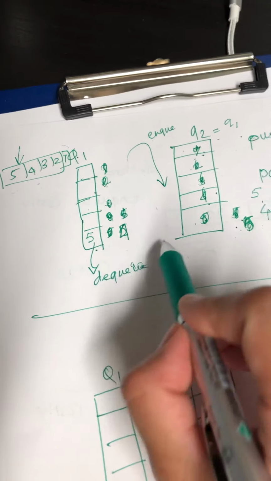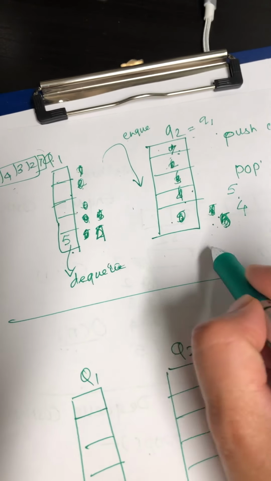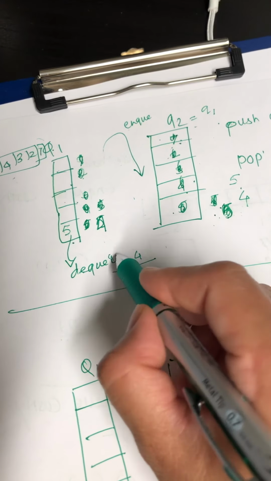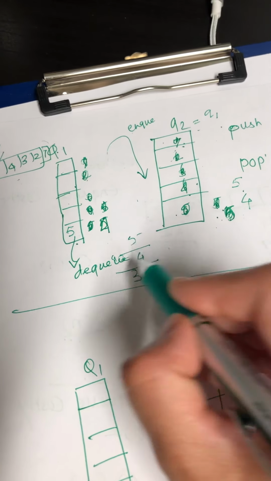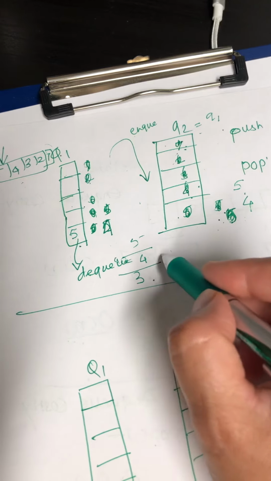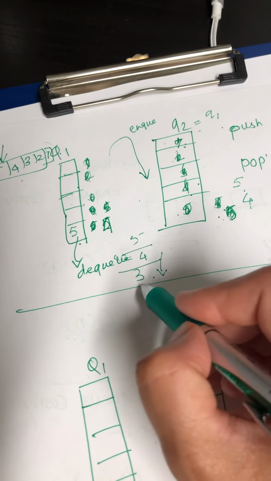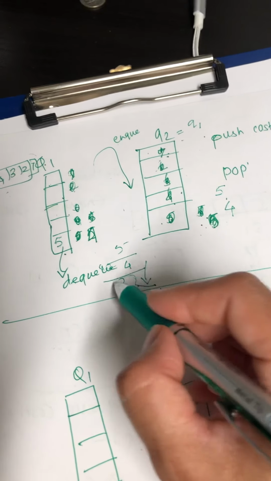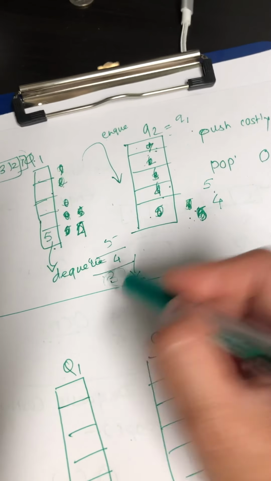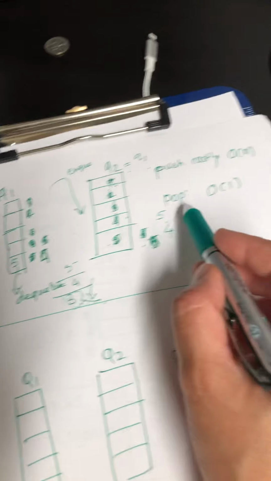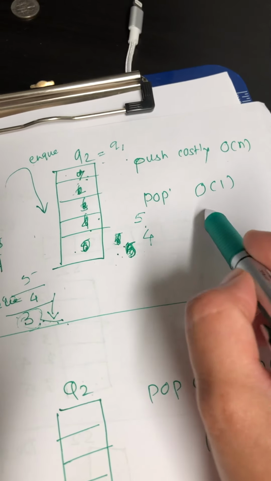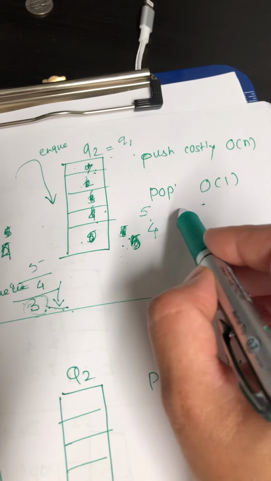For the third element, now the 3 will be down, then 4 will be added on top of that, and then 5 will be added. So whenever you want to dequeue from this queue, you just dequeue and you will get the latest element added to the stack, which is 3. So this push operation is costly, with time complexity of order n, and the pop operation is less, order 1.